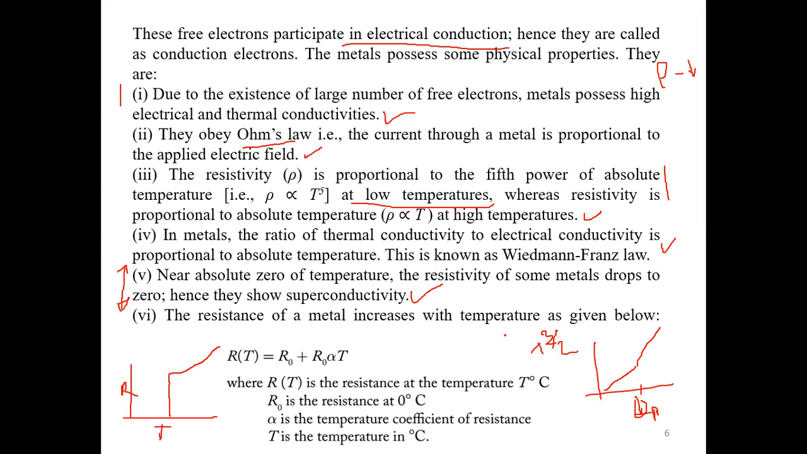The resistance of metal increases with temperature according to this formula. That means R_T equals R_0 into, we can take common, (1 plus alpha T). Alpha is called the temperature coefficient of resistance, and T is the temperature. And R_0 is the resistance at 0 degrees Celsius.